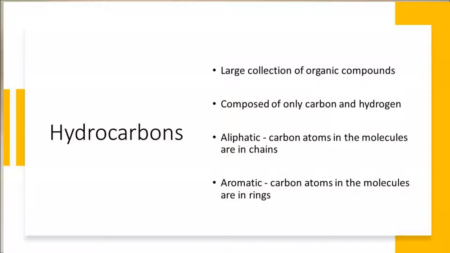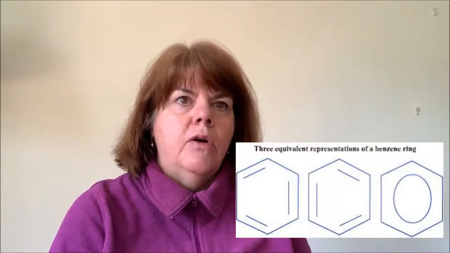They can be classified as aliphatic or aromatic. Aliphatic means the carbon atoms in the molecules are in chains. Aromatic means the carbon atoms in the molecules are based on what we call benzene rings. Different families are called homologous series. That is a series of compounds with the same general formula.